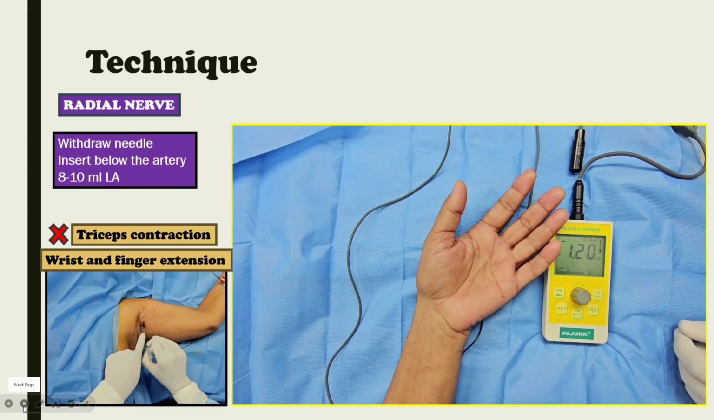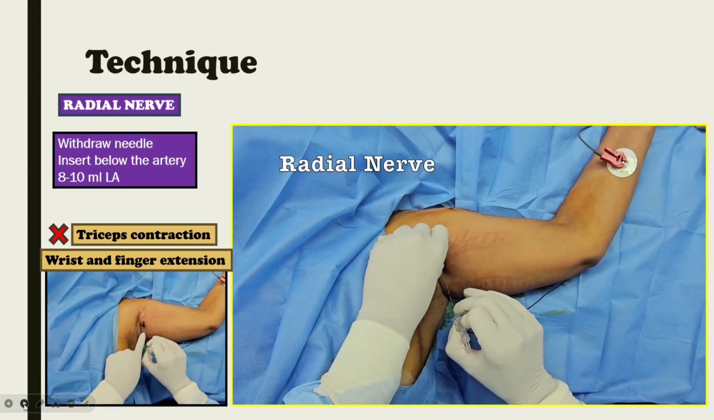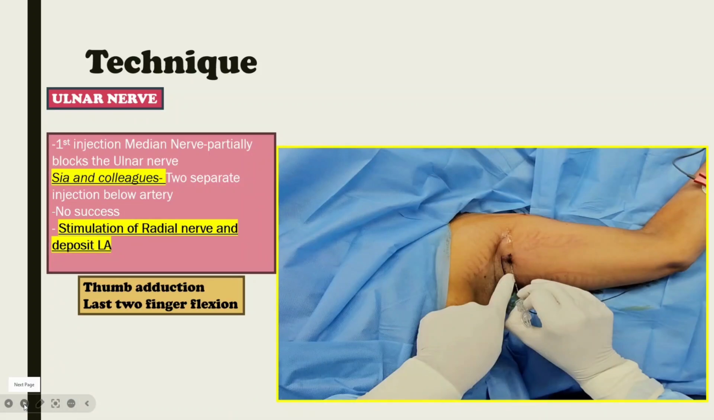Then you are going to look for the third nerve, that is the ulnar nerve. Normally a separate ulnar nerve injection is not needed. When you deposit at the median nerve, it partially blocks the ulnar nerve, and when you then try to stimulate the ulnar nerve, you might not get a response. Stimulation of the radial nerve is the very important one. As per the literature, two separate injections below the artery do not increase the success, so only one injection is important.